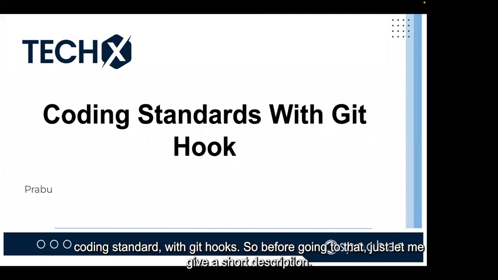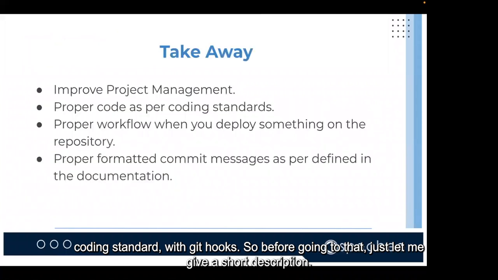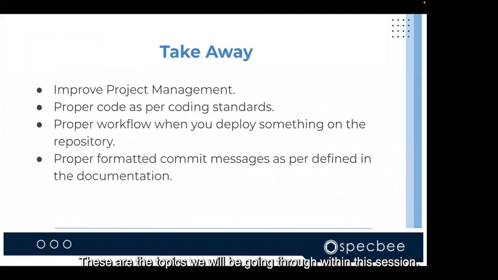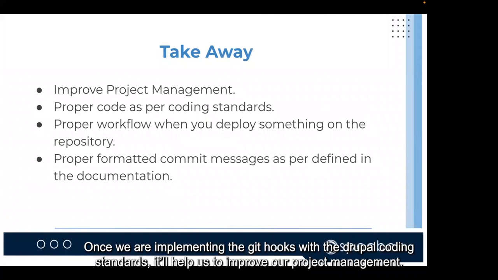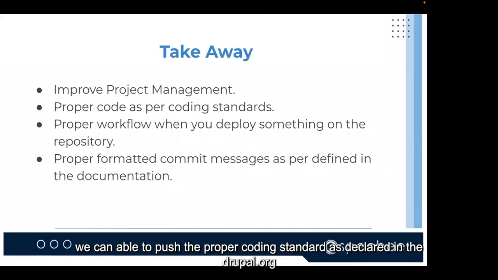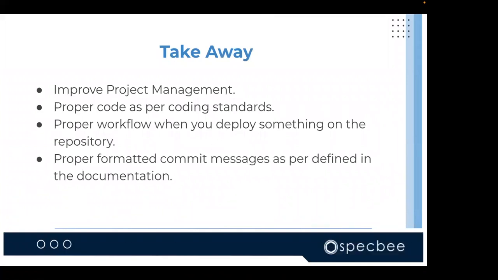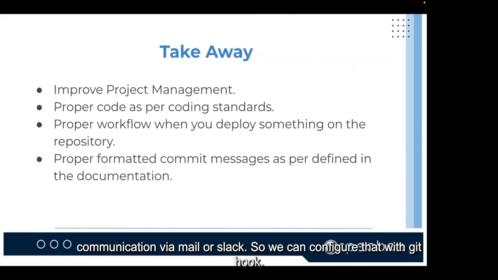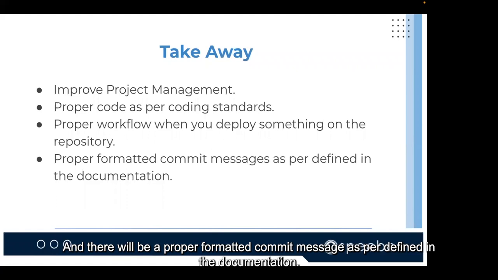Before going to that, let me give a short description. What we are going to take from this session is the slide which is showing here. Once we implement Git Hooks with Drupal coding standard, it will help us improve our project management, and then we can push the proper code as per the declared coding standard. There will be proper communication via mail or Slack, which we can configure with Git, and there will be a proper commit message as per the document declared in Git.